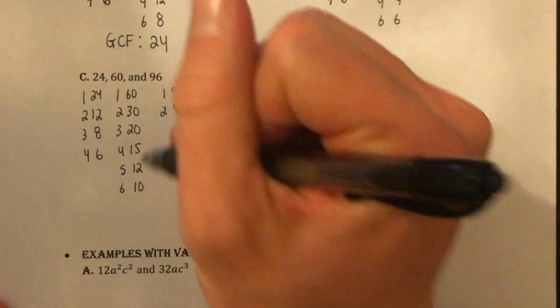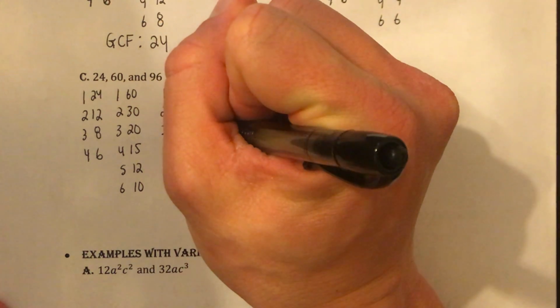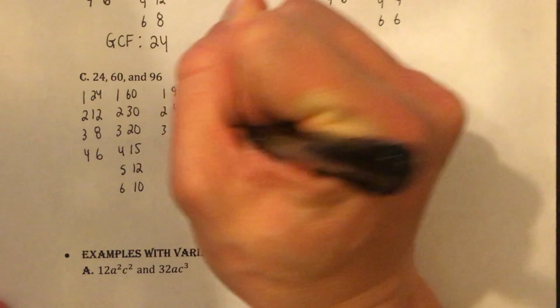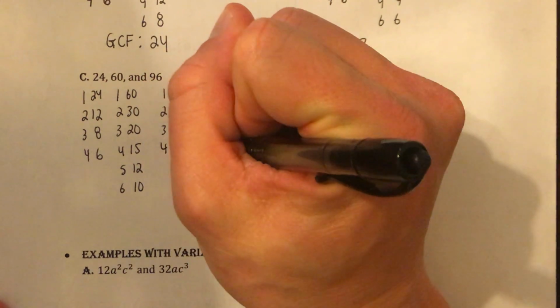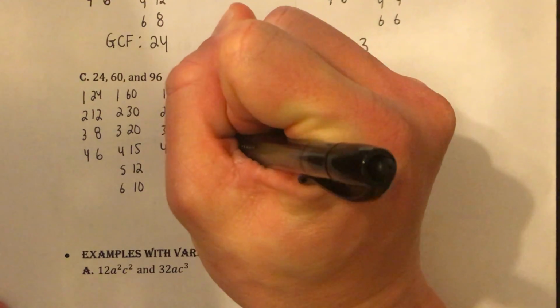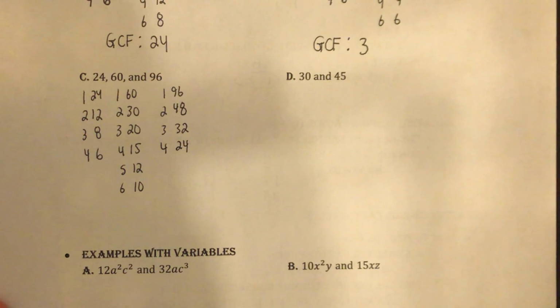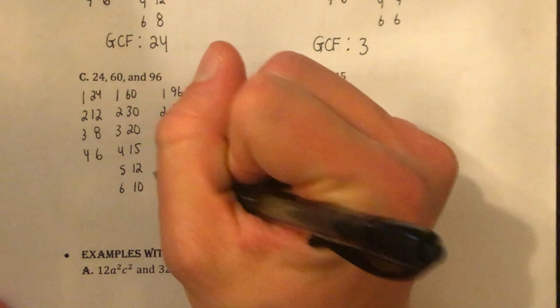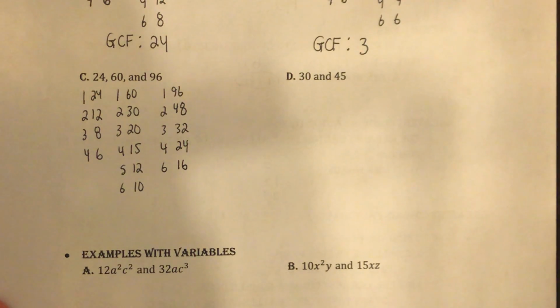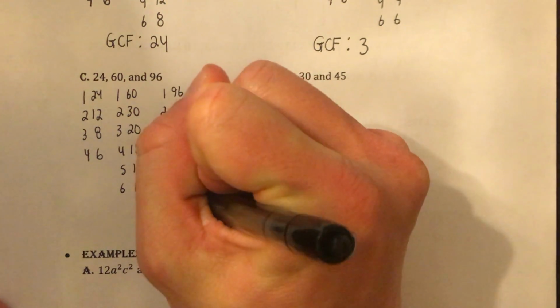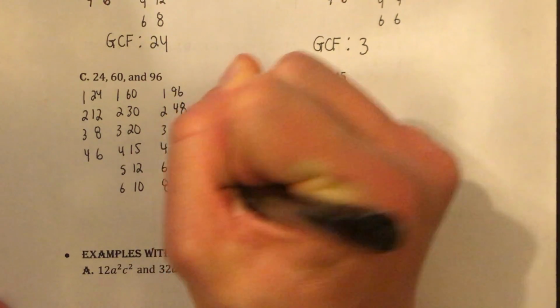Does 3 go in? Yes, it does. 3 and 32. Does 4 go in? Yes, it does. 4 and 24. Does 5 go in? No, it doesn't. Does 6 go in? Yes, it does. 6 and 16. Does 7 go in? No, it doesn't. Does 8 go in? Yes, it does. 8 and 12.